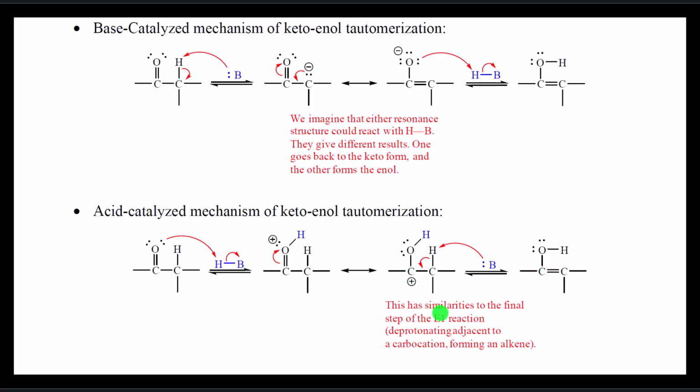We've seen in the E1 reaction that when we have a carbocation, we can deprotonate a carbon adjacent to that. So a base would come over, remove a hydrogen from the adjacent carbon, and the pair of electrons from the CH bond would move down, forming a double bond. Either of these mechanisms are possible. It just depends on the pH of the system in which the keto or enol form is dissolved.